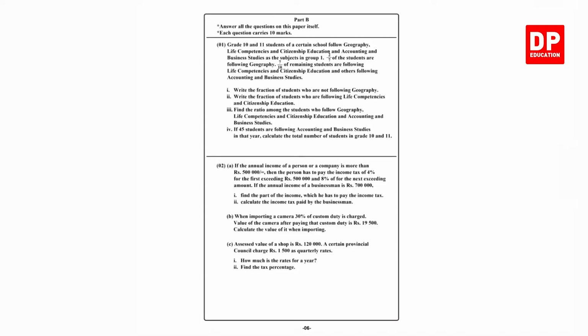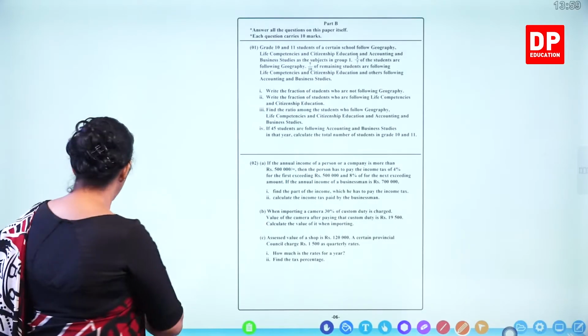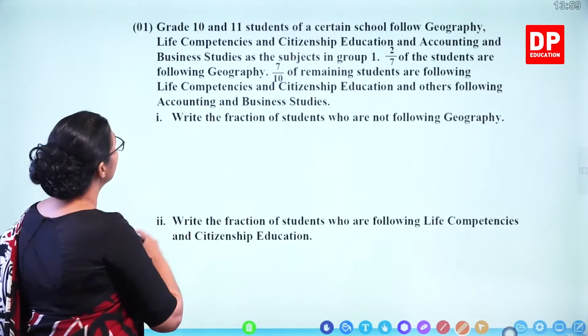Now we'll look at part B. Part B has 5 questions, and you have to answer all 5 questions in the spaces given. So first do question number 1 and 2. Question number 1, you get 4 parts. So we'll do each part separately.